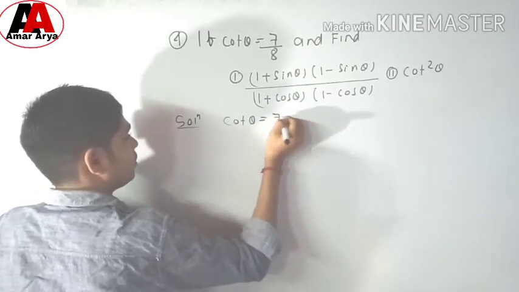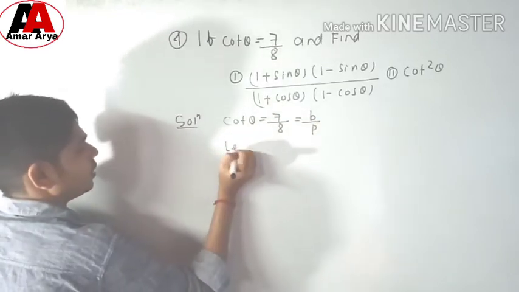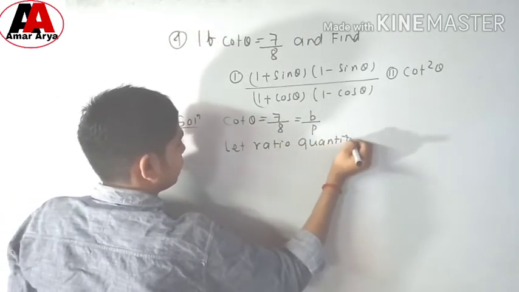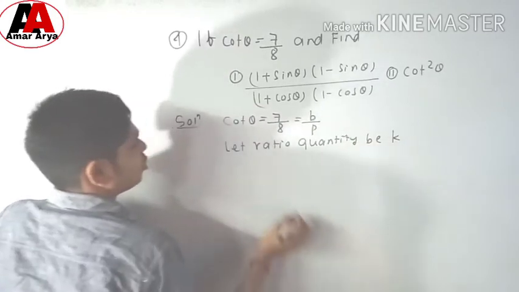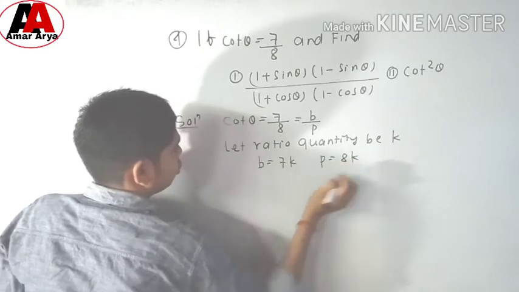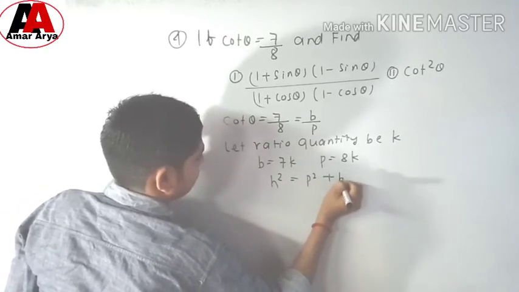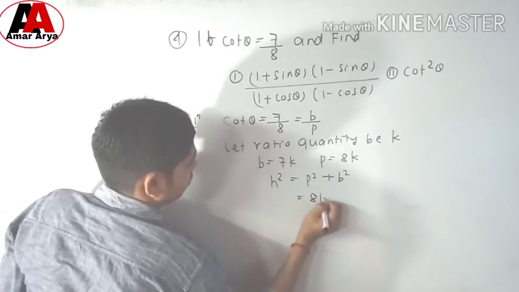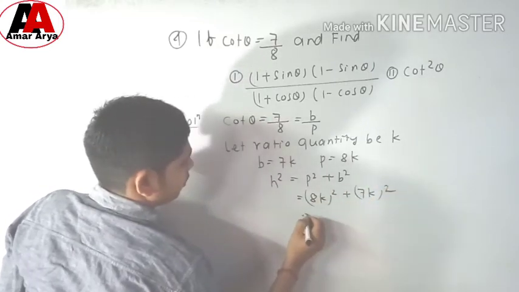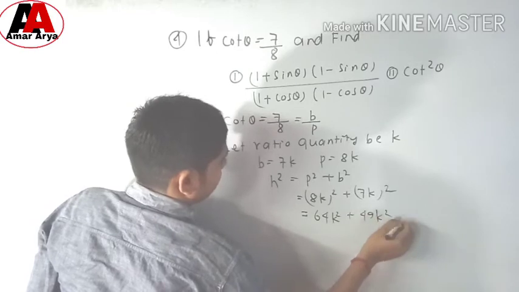So cot theta equals to what? 7 by 8. So we can write here B by P. Okay, let the ratio quantity be k. So B equals to 7k and P equals to 8k. So H square equals to what? We can write here P square plus B square, that is 8k square plus 7k square. 8k square means 64k square, and 7k means 49k square.